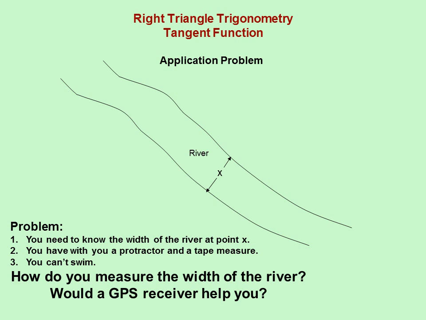of a tangent function. You want to find the width across a river at point X, and you have with you a protractor and a tape measure, and you can't swim. How do you measure the width of the river, and would a GPS receiver help you?